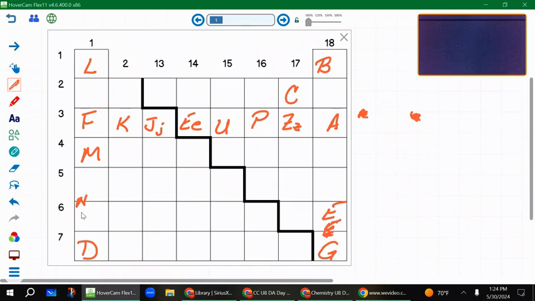O has a larger atomic radius than T. Both O and T are alkali metals. So O and T need to go in this family as well. Which one goes further up? T has to be above O.